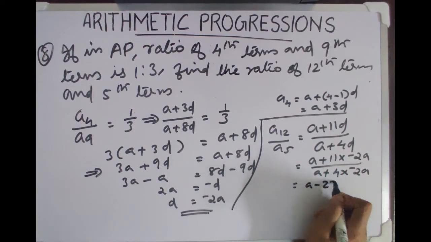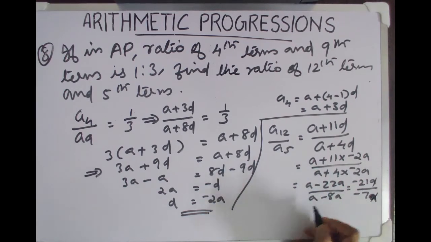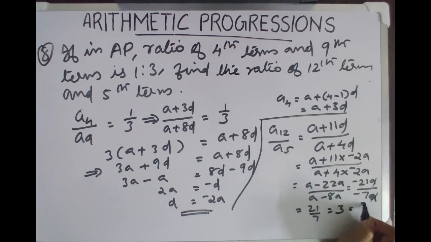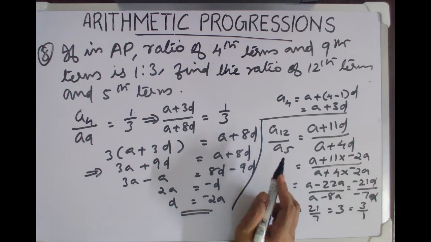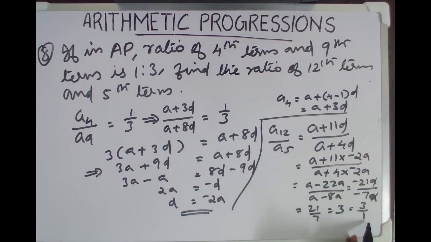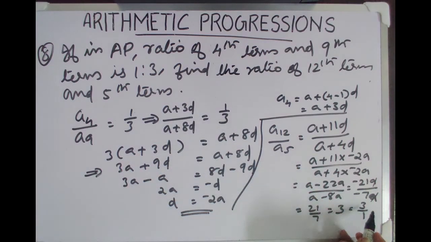That is equal to A minus 22A divided by A minus 8A, equal to minus 21A divided by minus 7A. Cancel the A's, it is equal to 21 by 7, that is equal to 3, or 3 by 1. So, the ratio of A12 and A5 is 3:1. That is, the ratio of the 12th term and 5th term is 3:1.